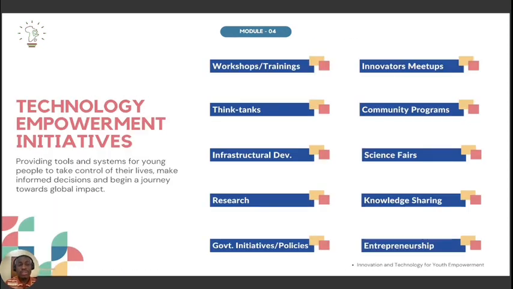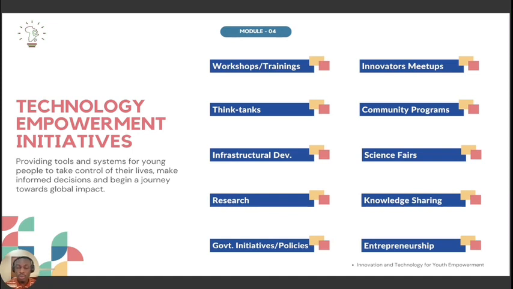Great. So now here are some amazing empowerment initiatives that would speed up and foster technology and innovation among young people. The first one there is workshops and trainings. This is very important, right? Then innovators meetups, where innovators, people who are already in the industry, come together to share ideas, to discuss, and to work out new and different models for solving pertinent issues.